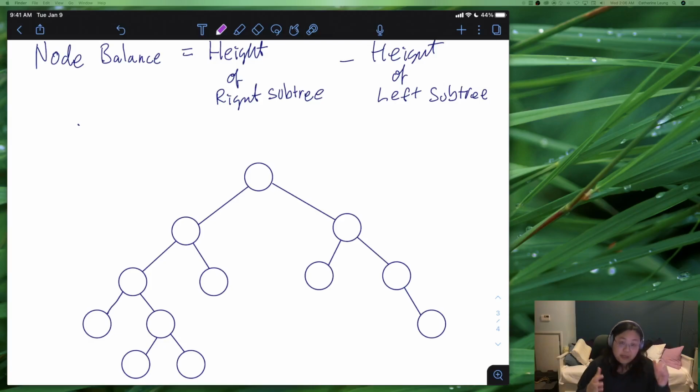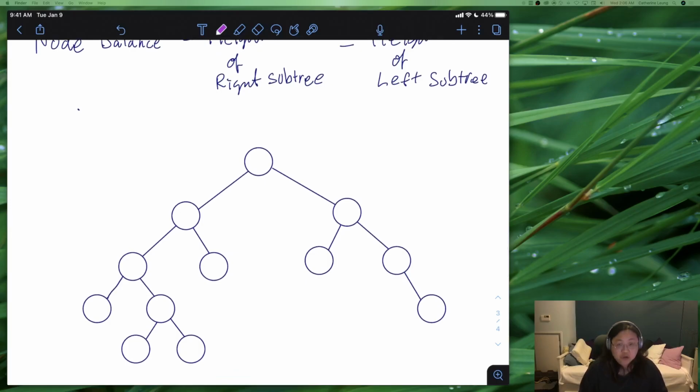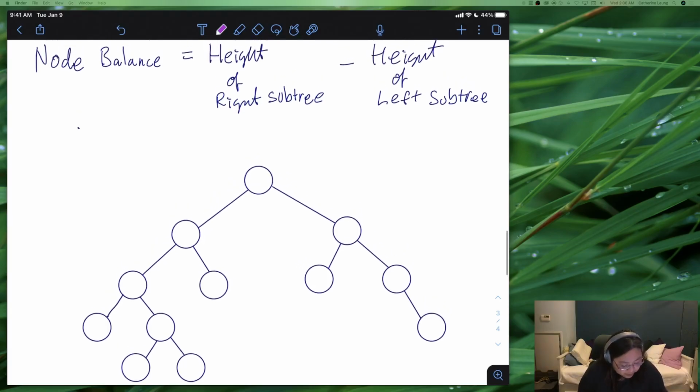Now, let's do an example given this tree. We're going to start off with this binary search tree. Don't worry about what the numbers are. The numbers I'm writing in here are not the numbers we're storing. What I'm writing in is only the balance values, okay? In order to calculate a node's balance, I have to first determine the height of the right subtree, the height of the left subtree, and then subtract the two.